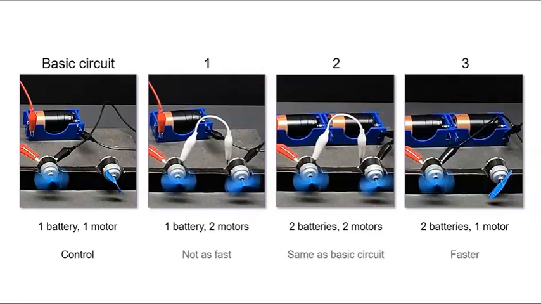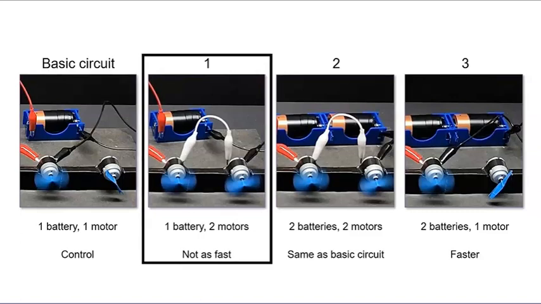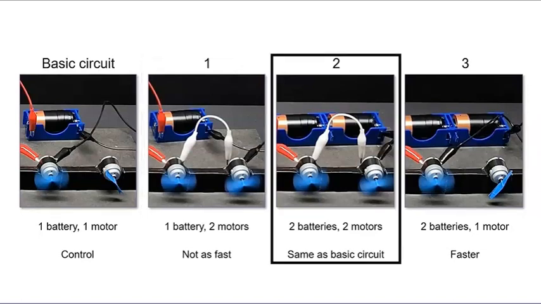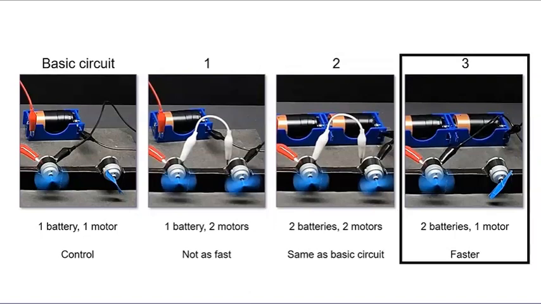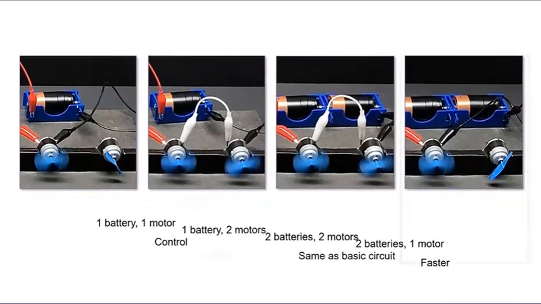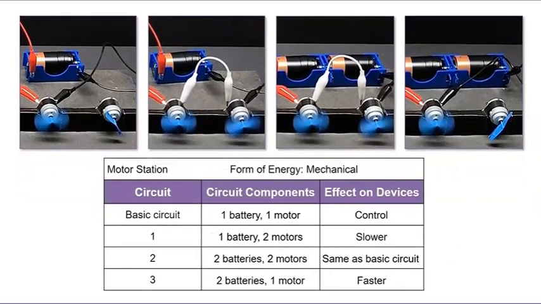These are my observations. When the circuit contained 1 battery and 2 motors, the motors did not move as fast as in the basic circuit. When the circuit had 2 batteries and 2 motors, the motors moved about the same speed as they were in the basic circuit. And when the circuit had 2 batteries and 1 motor, the motor moved faster than in the basic circuit. Let's add these observations to a table. I created a chart for my observations.